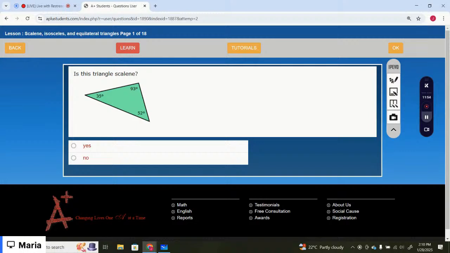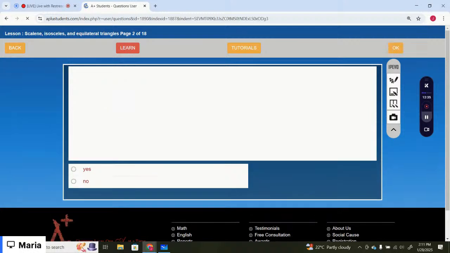Is this triangle scalene? The correct option is yes. A scalene triangle is the one that has all side lengths or all the angles of different measurements. Yes, that is the scalene triangle.